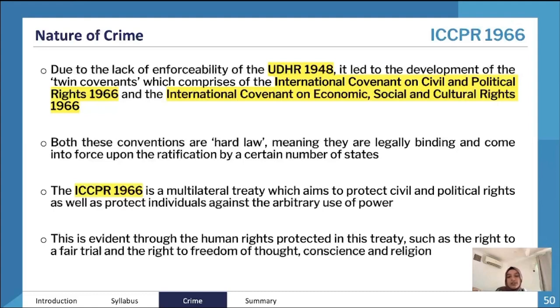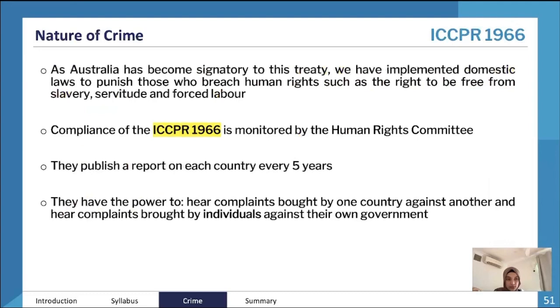ICCPR is a multilateral treaty that aims to protect the civil and political rights of all individuals. This is evident through the human rights being protected in this treaty, such as the right to a fair trial, the right to freedom of thought, conscience, religion, etc. So as Australia has become signatory to this treaty, we have implemented domestic laws to punish those who breach this.